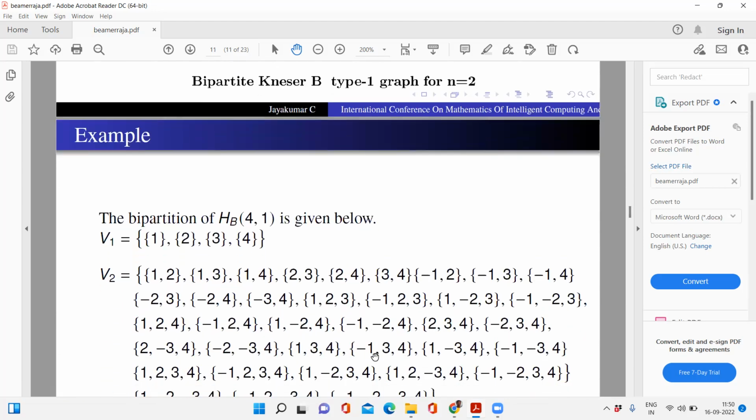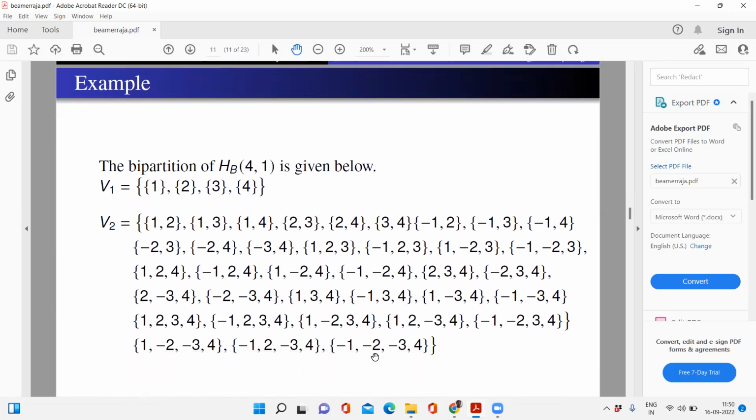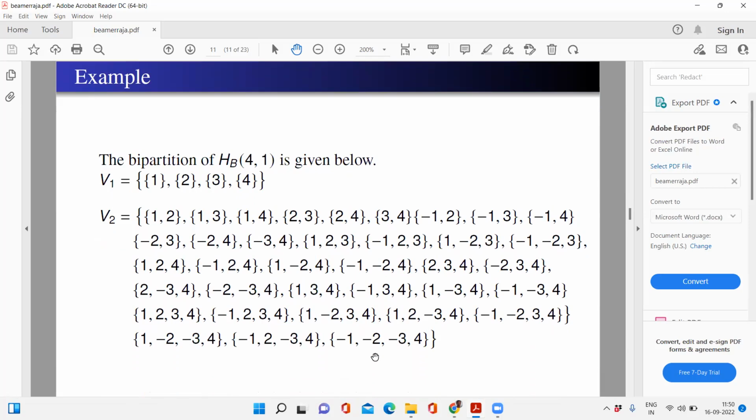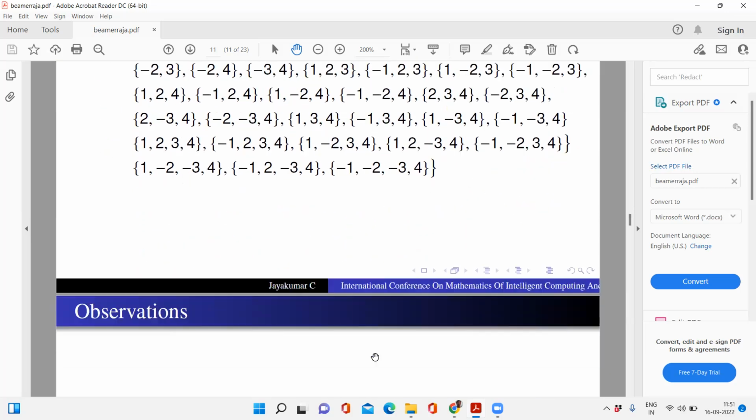I have also included here the case when HB41, that the graph is not drawn over here, but the bipartition is given. Here, for convenience, I take A1, A2, A3, A4 as 1, 2, 3, 4. And we can see that V1 contains singleton sets, and V2 contains sets of order 2, 3, and 4. So care should be taken to see that in every subset, the last element is positive. So I have formed V1 and V2 using the conditions I have already discussed.